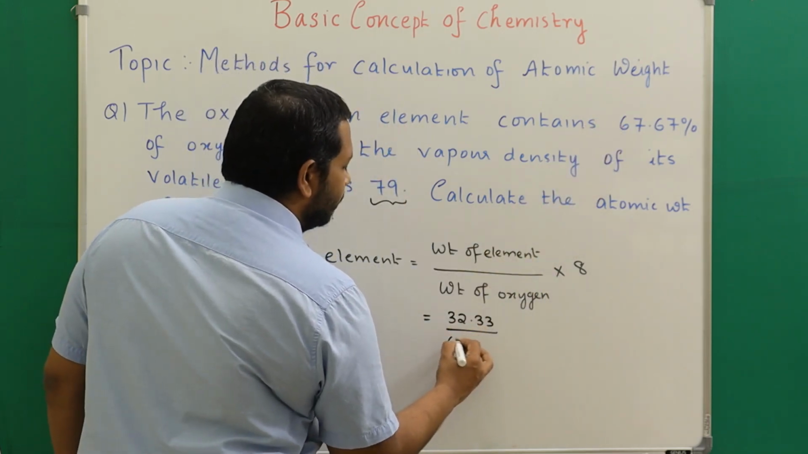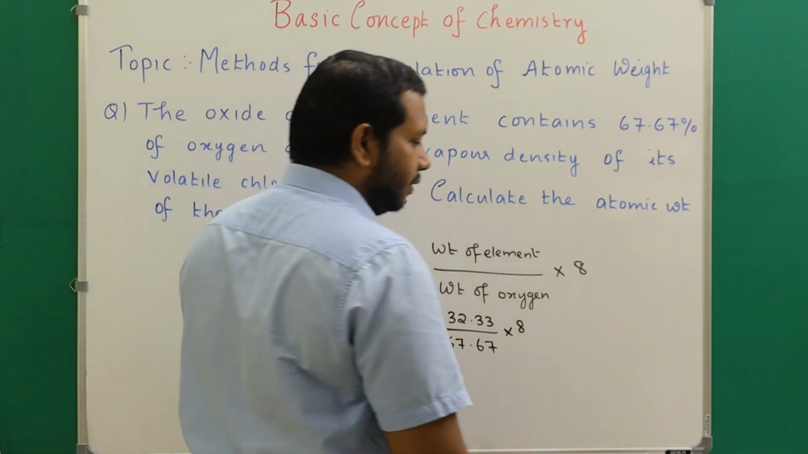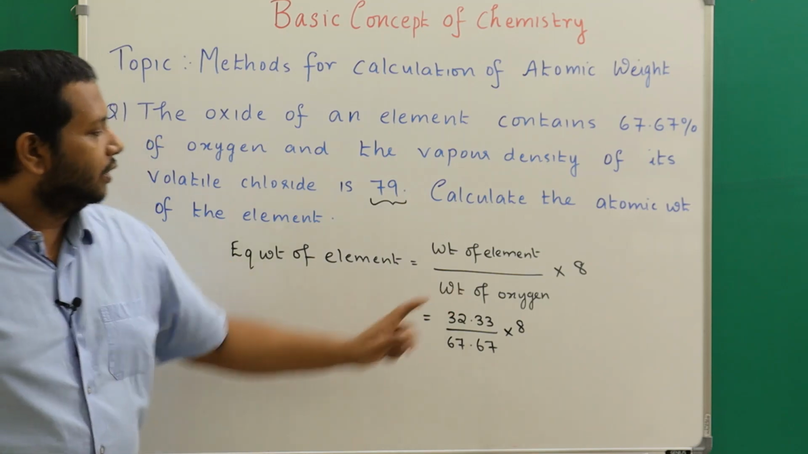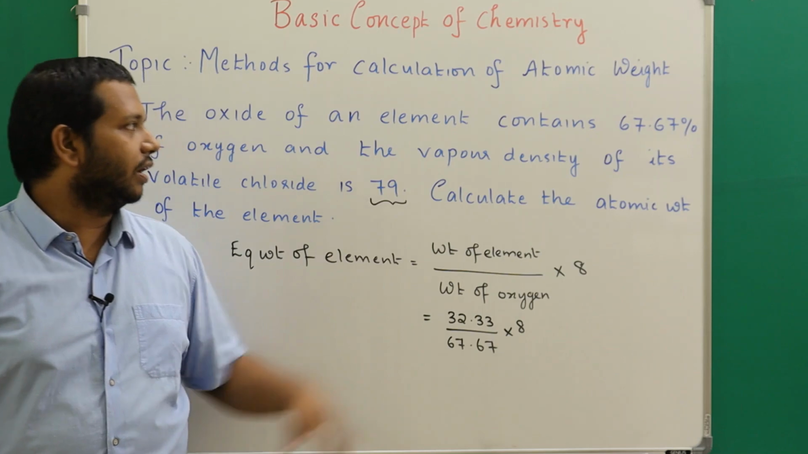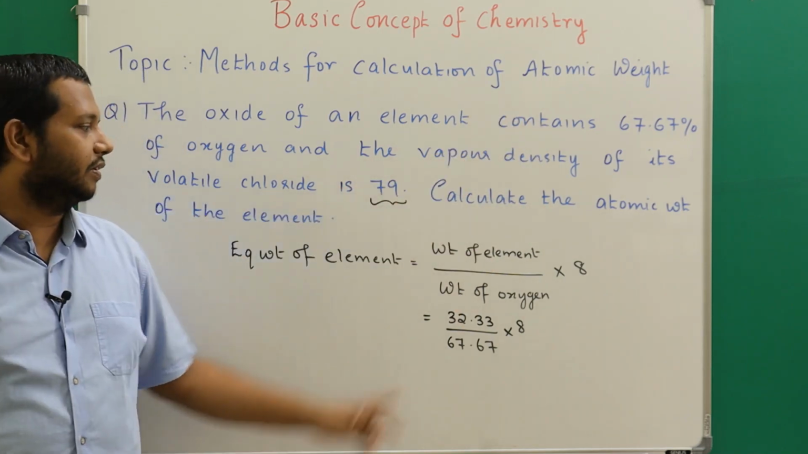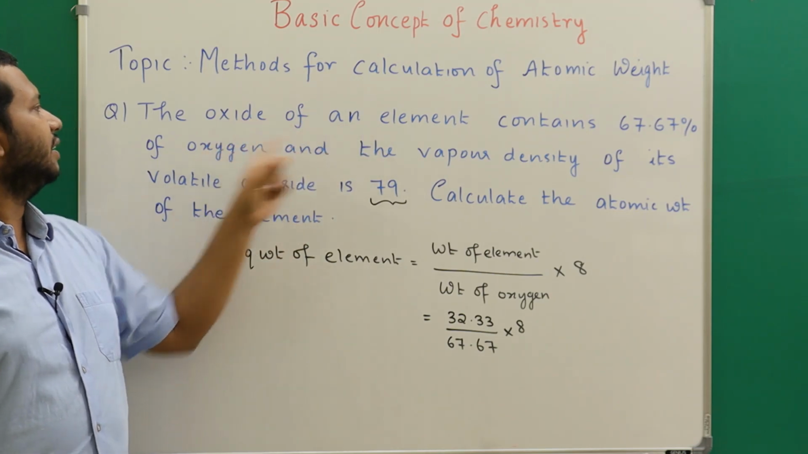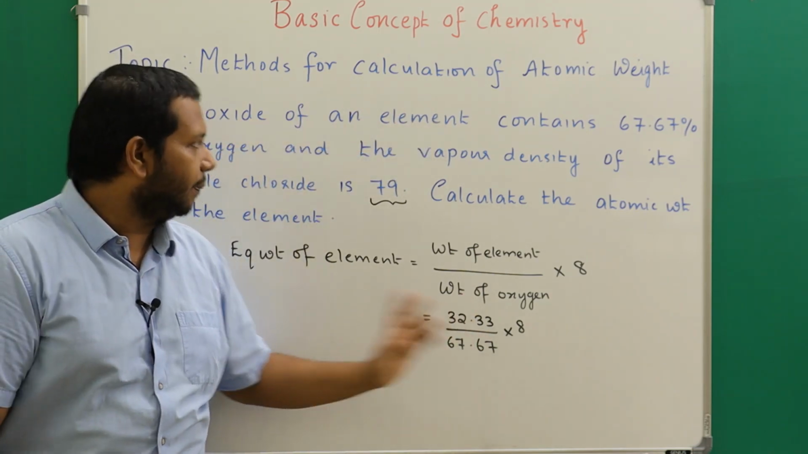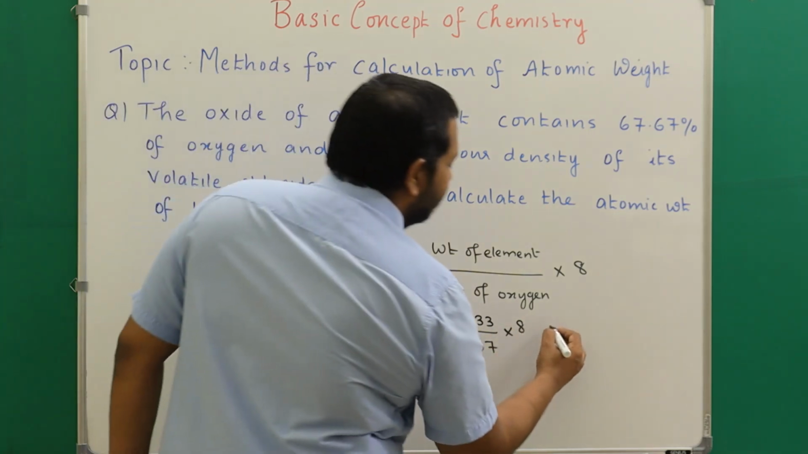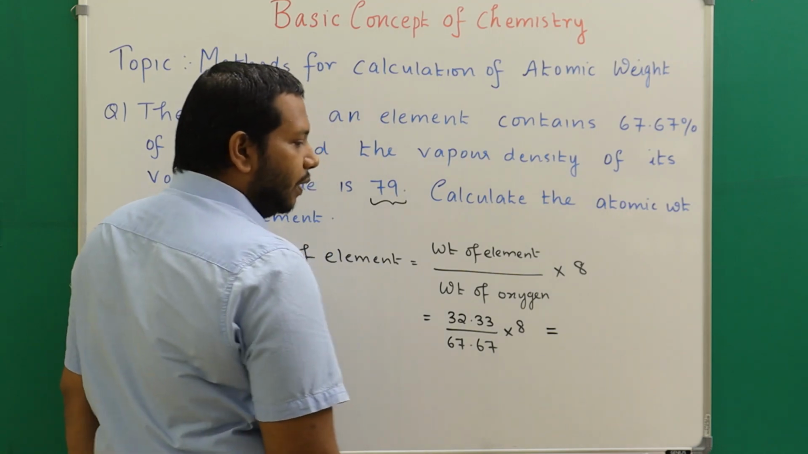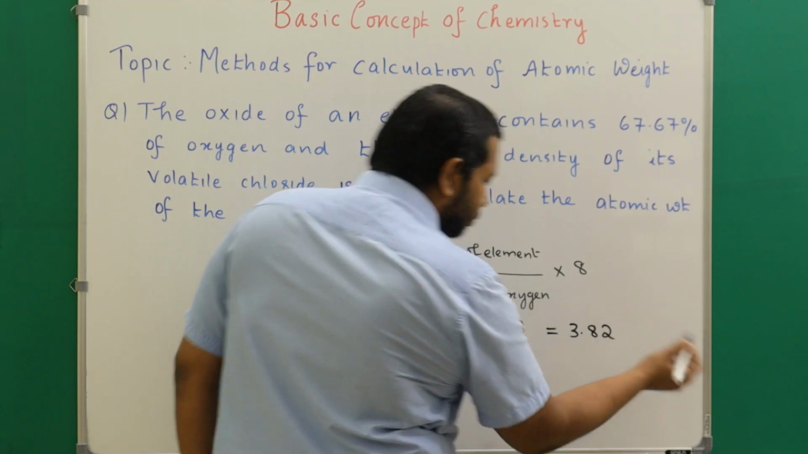Now what is the weight of the oxygen? We know 67.67, correct, multiplied by 8. So 32.33 divided by 67.67 into 8. 32.33, how are you getting it? 100 minus 67.67, that is the weight of the element. They are directly telling the weight of the oxygen in that, that is how much? 67.67. So I am applying that. Okay. Now on calculating this, you will get the equivalent weight of the element. So the equivalent weight will come around as 3.82.